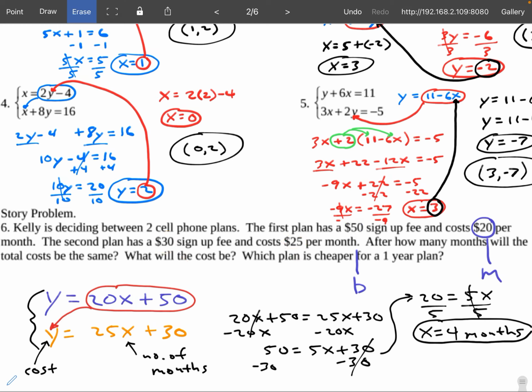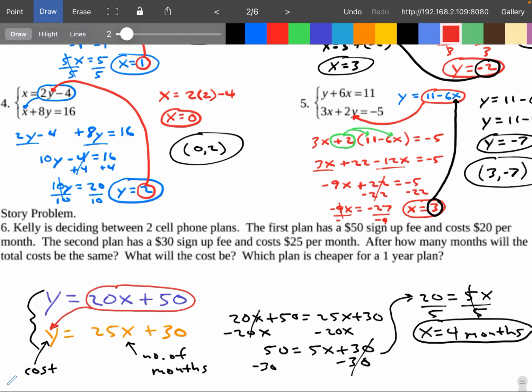Now, what did x stand for again? The months. Yeah, the number of months. So x equals 4 months. So that's the first part of your solution. Now let's take a look at what all these questions are here. So let me erase this stuff.